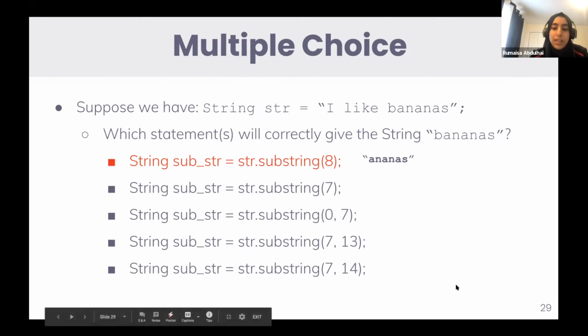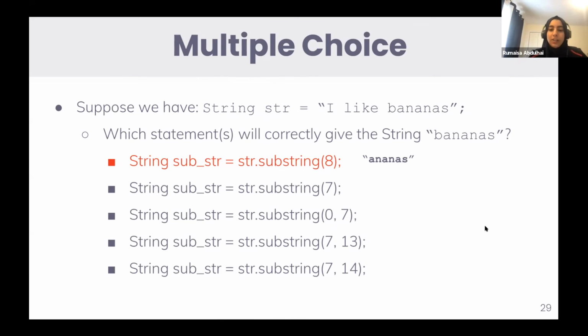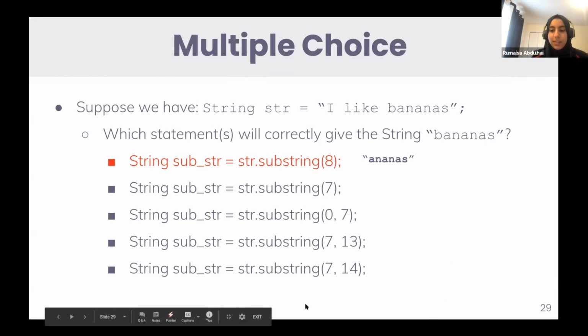What will the second one, is the second one correct, incorrect? What will it return? Yes, it's correct. So the second one will output bananas. Okay, doing good so far.